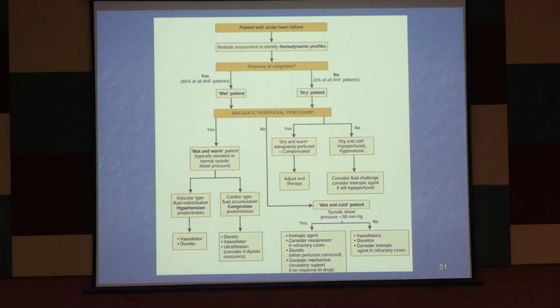And if adequate peripheral perfusion is absent, that constitutes a subset of dry and cold. That means no congestion, but there is peripheral hypoperfusion. Then go for a fluid challenge test. If no response, then go for inotropic support. That's all related to the management of acute heart failure.